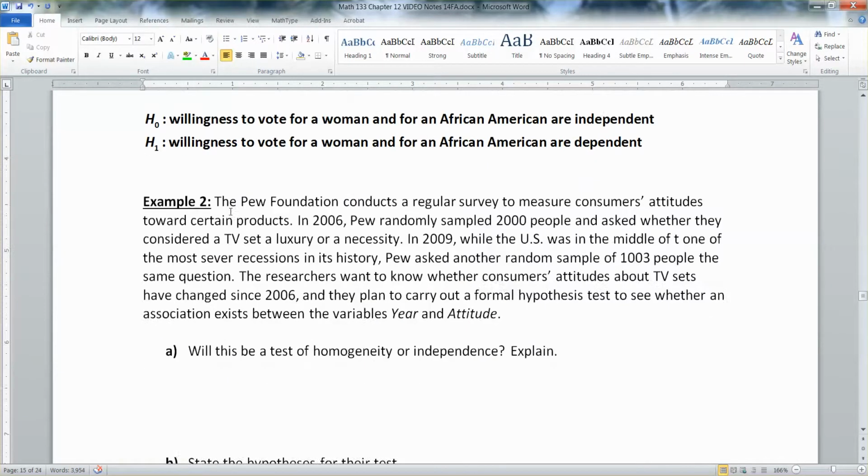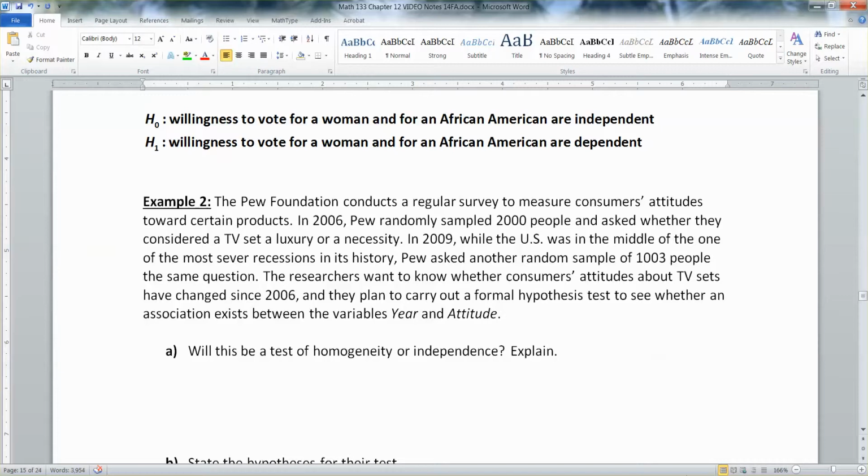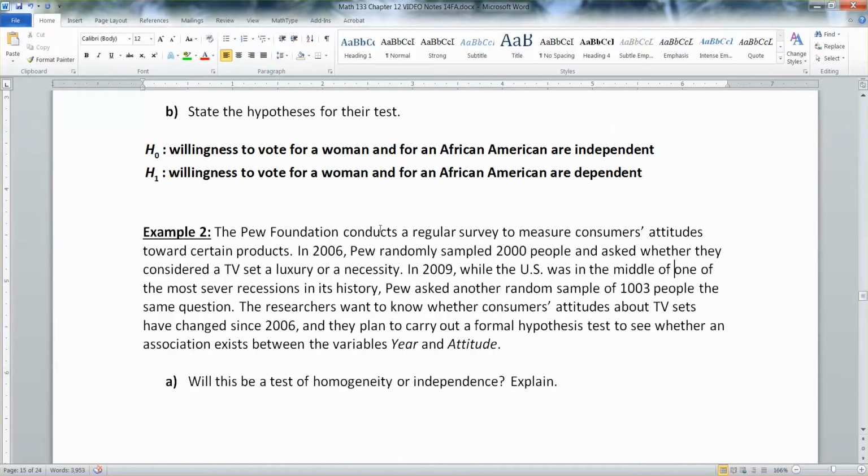All right, the Pew Research Foundation conducts a regular survey to measure consumers' attitudes towards certain products. In 2006, Pew randomly sampled 2,000 people and asked whether they considered a TV set a luxury or necessity. In 2009, while the U.S. was in the middle of one of the most severe recessions in history, Pew asked another random sample of 1,003 people the same question. The researchers wanted to know whether consumers' attitudes about TV sets have changed since 2006.